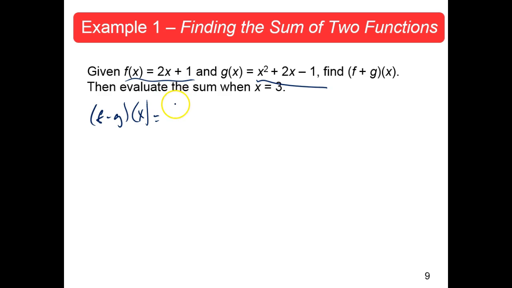Say again? In terms of f and g. Okay, yeah, you're jumping a little ahead. f of x minus g of x. That's what the difference function is.